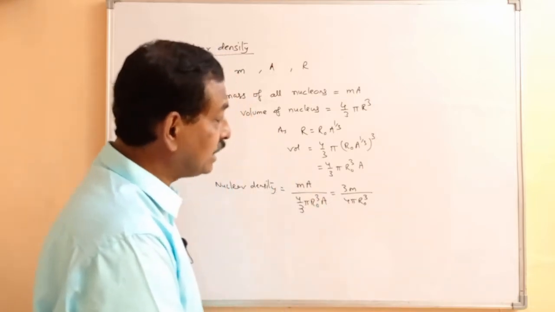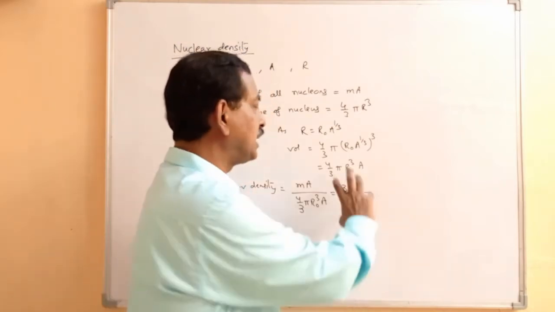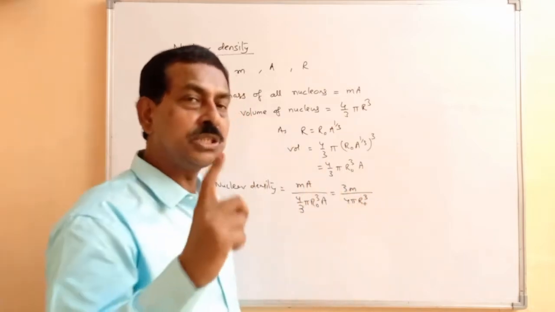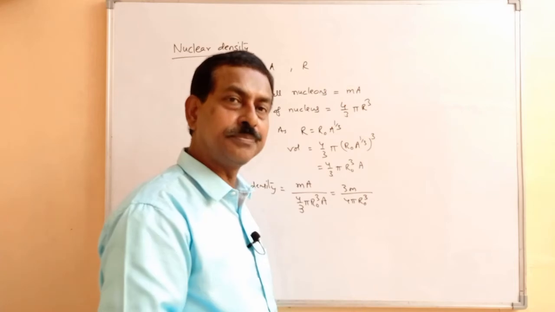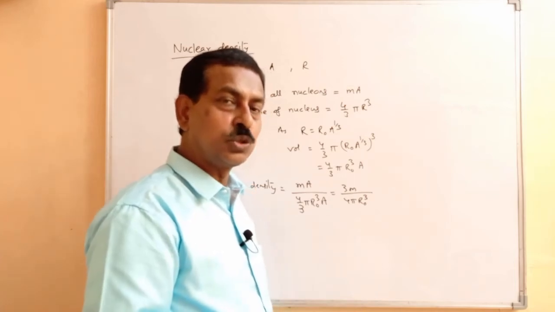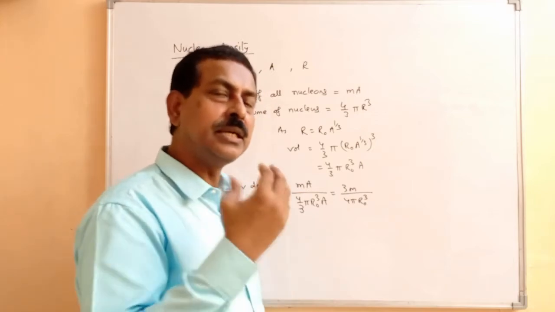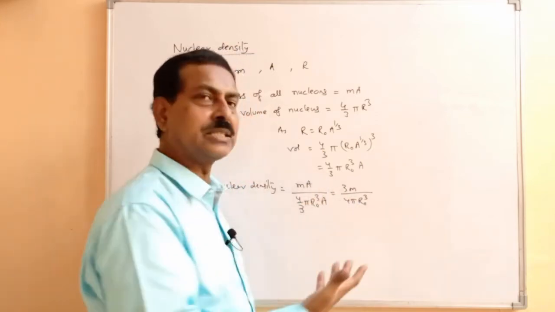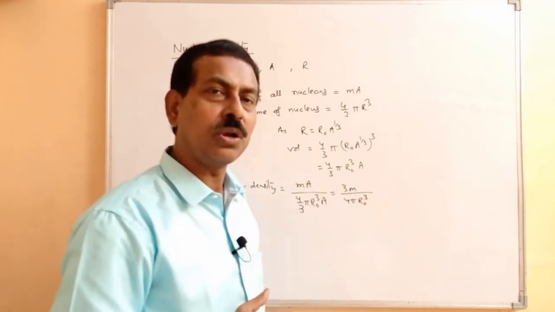Now, why are we saying that? Because this R naught you are taking as constant. If this is constant, we have seen that the R naught value will range from 1.1 to 1.3 fermi. So here it is best that you say that it is independent of mass number, because the A term is getting cancelled. Of course, indirectly it will mean that it will be the same for all.